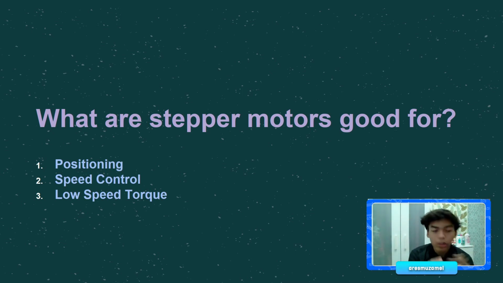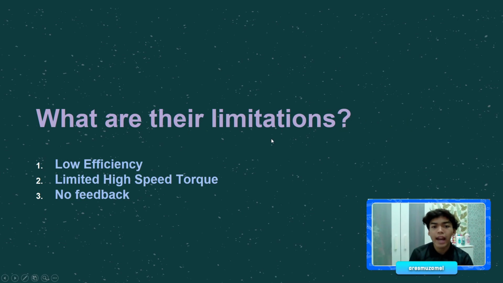And the third one is low speed torque. Normal DC motors don't have very much torque at low speed, but a stepper motor has maximum torque at low speed. So they are a good choice for applications requiring low speed with high precision.